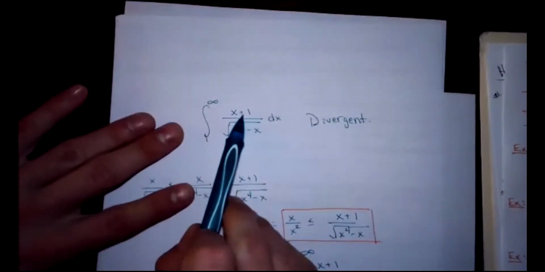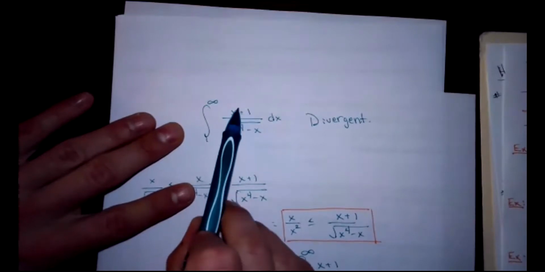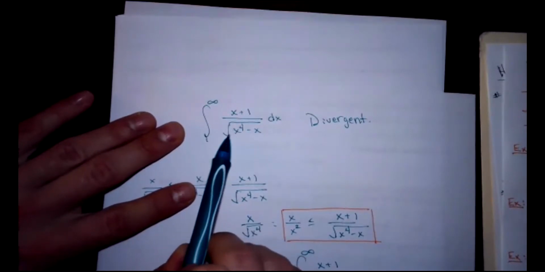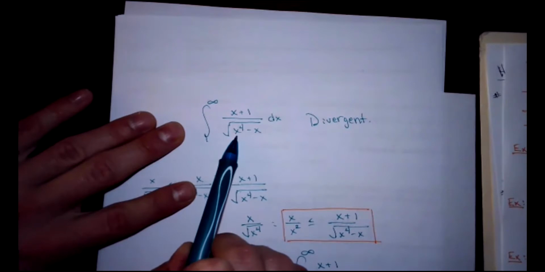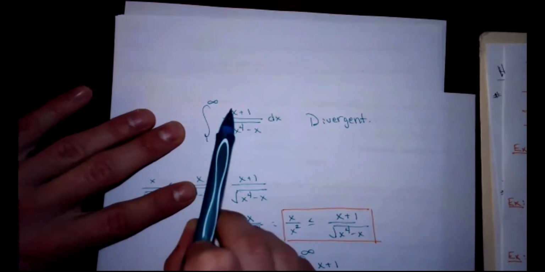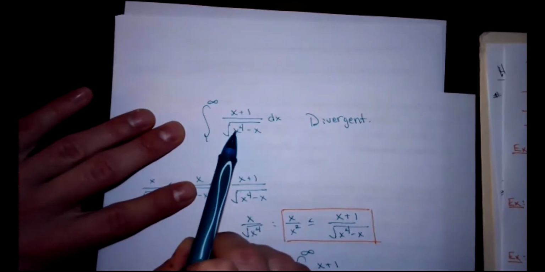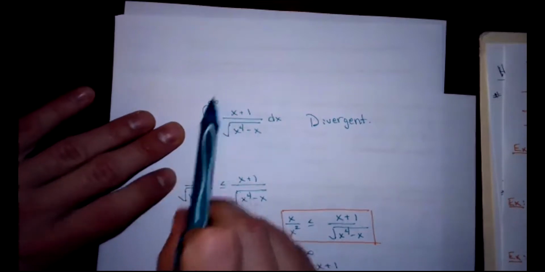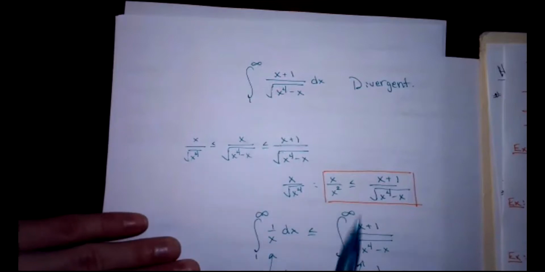In this last one, for example, you should just be able to see, if I look at the highest powers, it's going to be x over the square root of x to the fourth, which is x squared. So you can immediately see x over x squared, 1 over x, and get a sense that that should diverge. Then you just have to chase out the work to make sure you're correct.